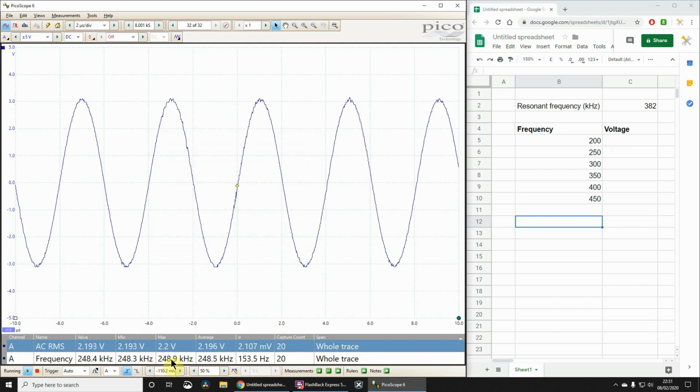250, isn't it? So let's change that down to 200. Let's plot a voltage and then go to 250, 300, etc. So let's try that.